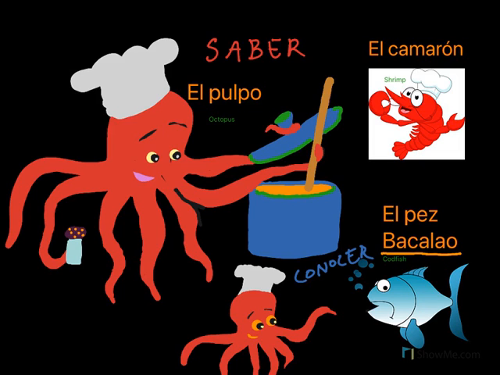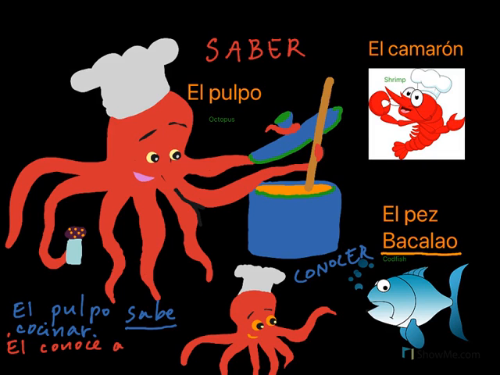You would say el pulpo sabe cocinar. Why? Know how. But you will say él, he, referring to him, to pulpo, conoce al bacalao. Did you use conocer? Yes.